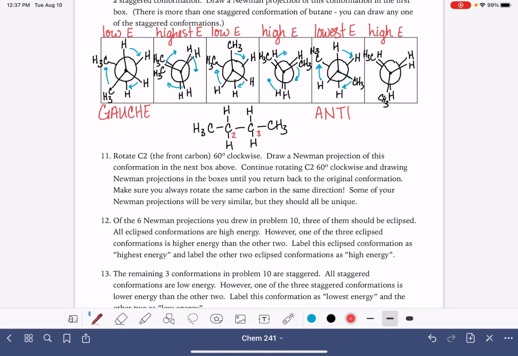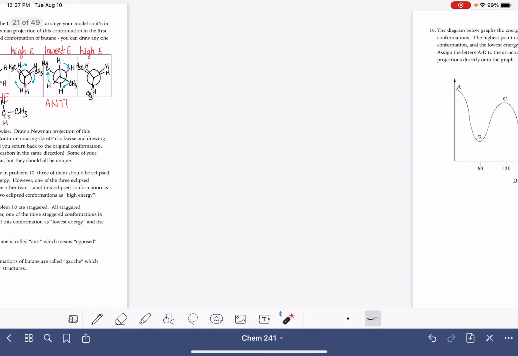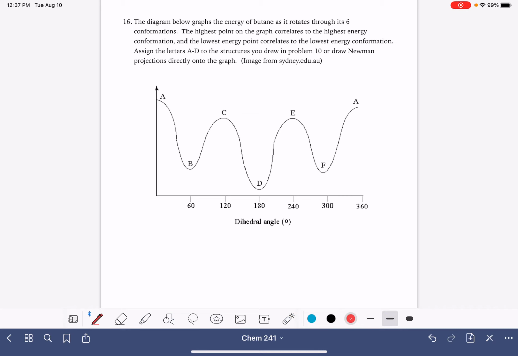I'm not sure exactly what it is about these structures that made somebody look at them and think, oh, these are awkward. They don't look particularly awkward to me, but that's the name that we give. So for a staggered conformation with the large substituents 180 degrees apart from each other, we call that anti. Staggered conformations where the large substituents are 60 degrees apart from each other, we call those gauche, the gauche conformation and the anti-conformation.